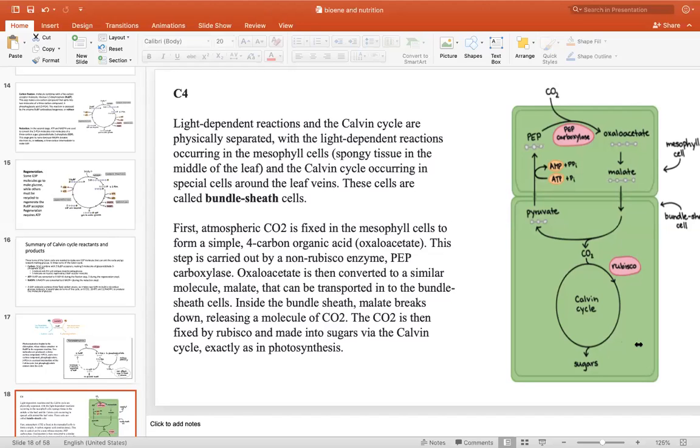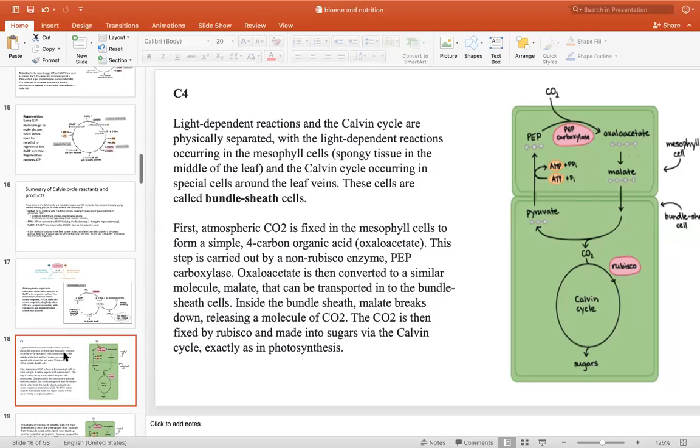What happens is atmospheric carbon dioxide is fixed in the mesophyll cells to form a simple 4-carbon organic acid called oxaloacetate. If you look over here, carbon dioxide from outside is used by an enzyme called phosphoenol pyruvate carboxylase, PEP carboxylase, to form a molecule called oxaloacetate. The oxaloacetate is then converted into a similar molecule called malate, which is then transported inside the bundle sheath cells, where the carbon dioxide is released and the Calvin cycle takes place.